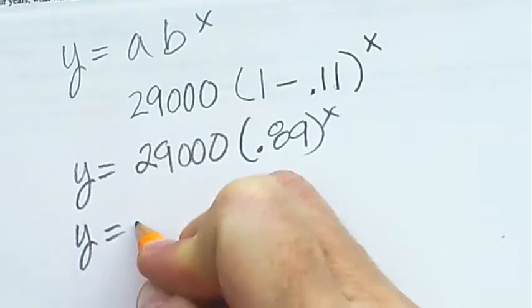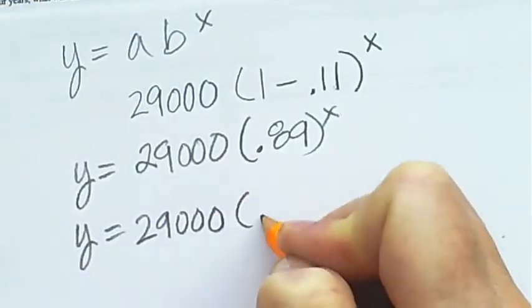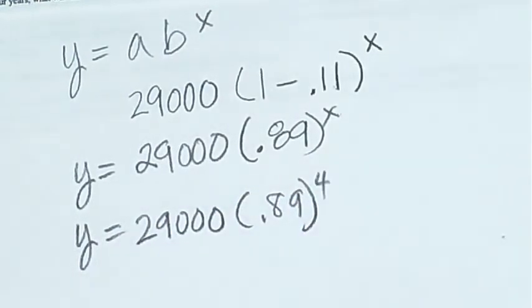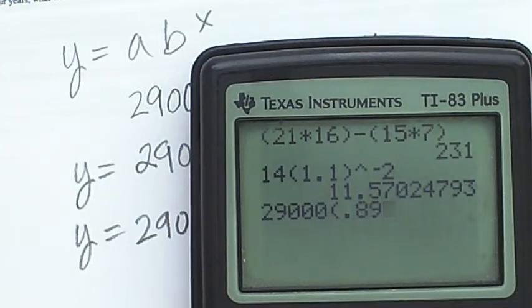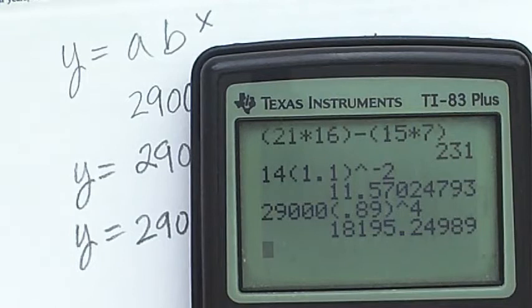So we're just going to plug in 4 for X. So that is $18,195, and we'll round that off to 25 cents.